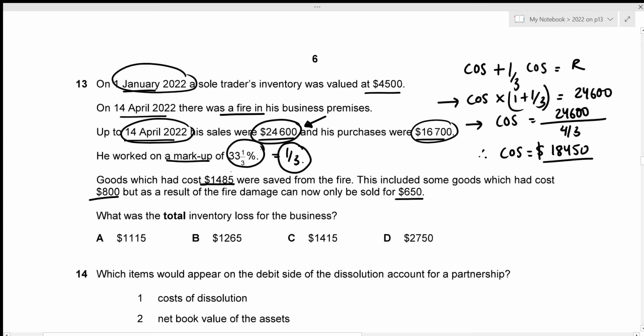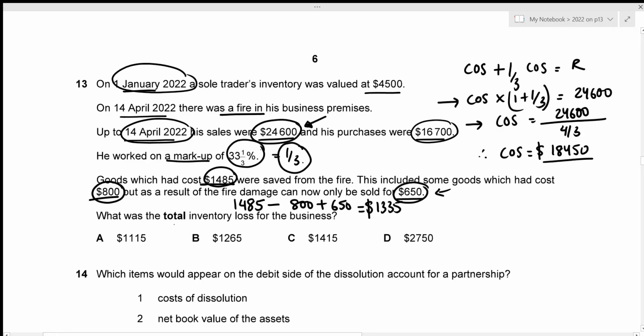So let's adjust this closing inventory value of 1,485. So previously it had that value, but this also included some goods which had cost 800 and it was damaged, right? So the damaged value should always be subtracted from our closing inventory. So I'm just going to subtract the 800, and it can now be only sold for 650. So those damaged goods can still be sold, and its value should be included in our closing inventory, right? The value at which it should be included is its sales value. So that's plus 650. Now this gives the new value of closing inventory to be 1,335.